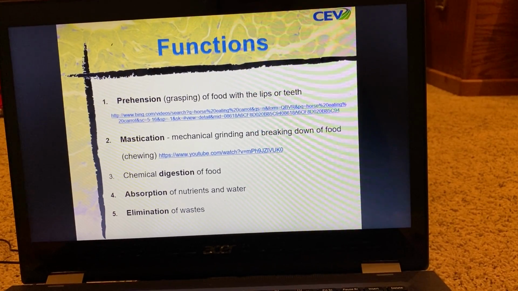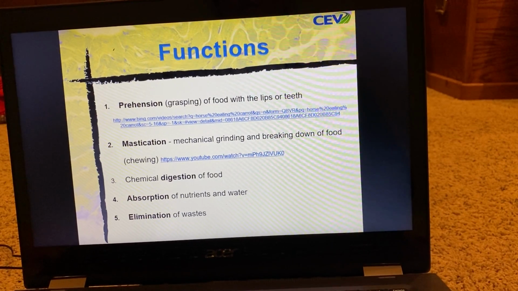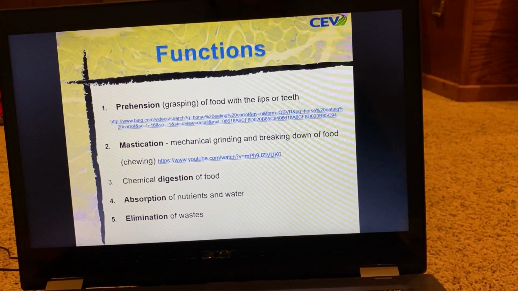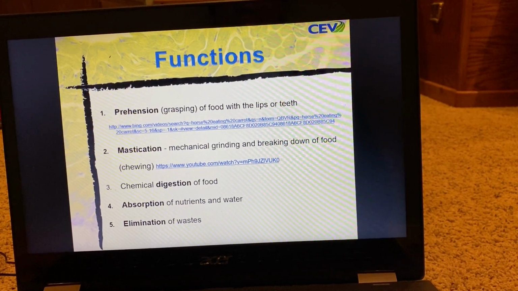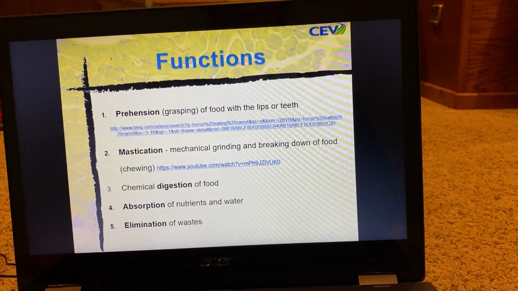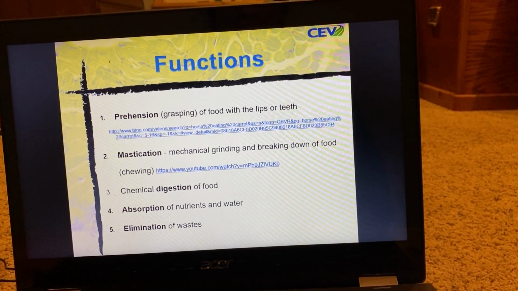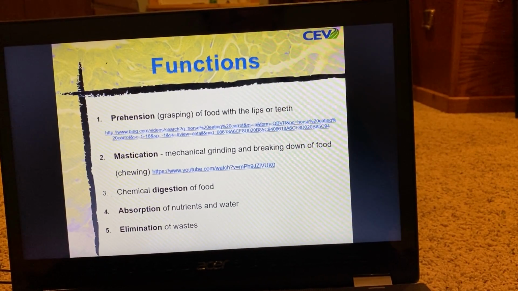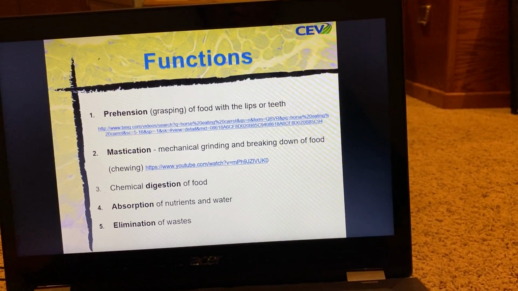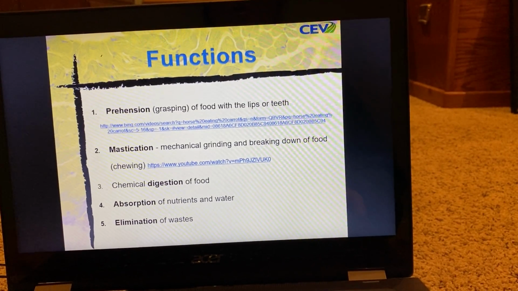Okay. The next step is chemical digestion. And so we'll talk about what organs are responsible for that. Number 4 is absorbing the nutrients and water. And then number 5, you can't keep it all in, right? We've got to eliminate it. We've got to get rid of it. So we're going to defecate or pass stool or feces, anything that our body couldn't use.